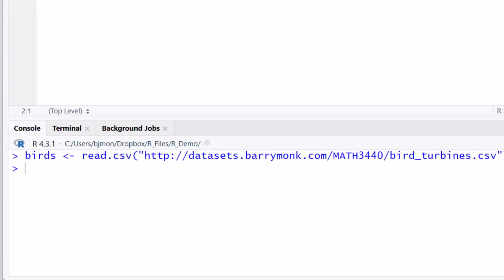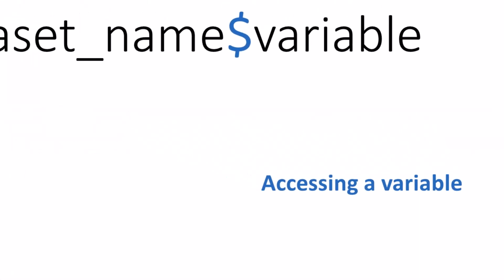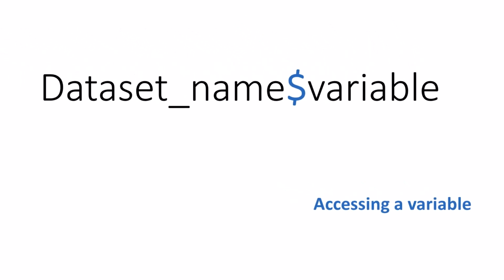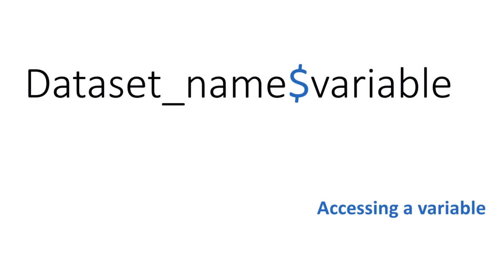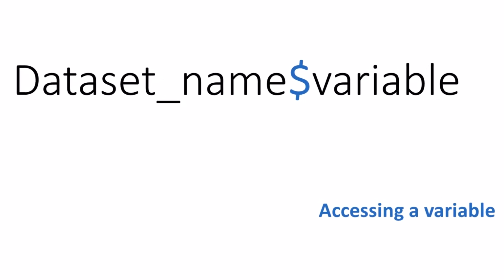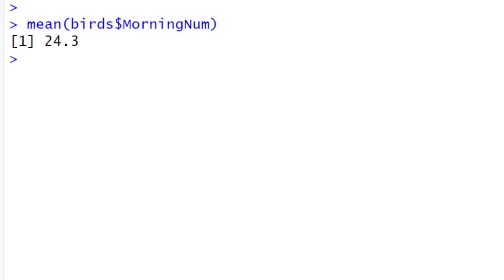It has two variables that provide counts of bird sightings near turbines every morning and every evening over time. Accessing a dataset's variable is straightforward. We start with the dataset name, followed by a $. RStudio will then display the available variables. Suppose we wish to compute the mean number of birds observed during the morning. The command would be mean(birds$morning.num).